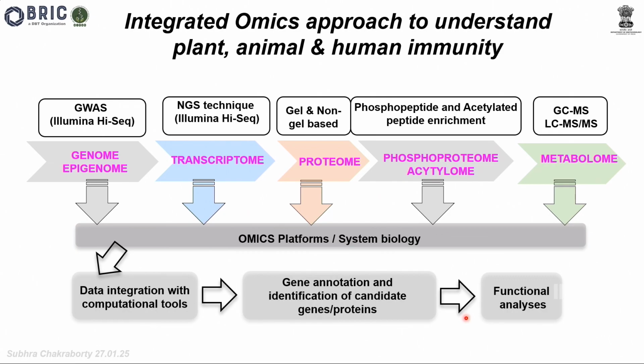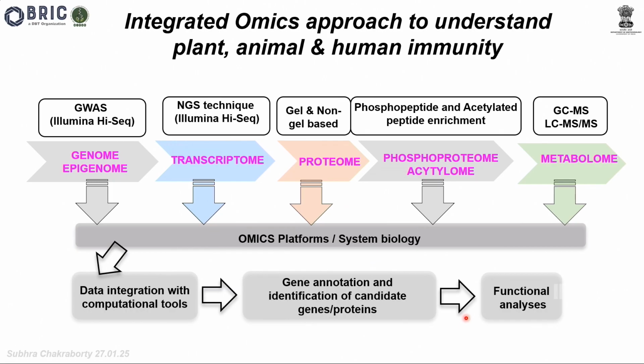We also have been doing transcriptome by NGS sequencing. We then go to the proteome, phosphoproteome, acetylome for the modifications, enabled changes in the proteome, and ultimately the metabolome. And we use a lot of high-end technology based on the mass spec and the GC-MS, and then we integrate them into a systems biology approach. This data integration with computational tools, which possibly Shamal's group is also working on from some other angle, helps us find the genes which are important on the protein level, and we go for functional analysis.